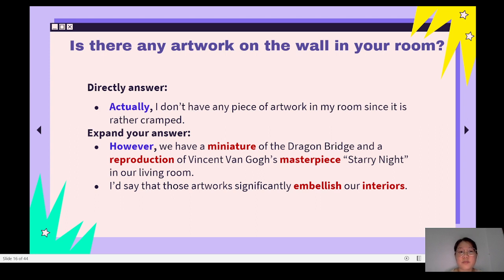As I have mentioned before, it's a yes/no question, and so you should answer the question directly. You can see here. Actually, I don't have any piece of artwork in my room since it is rather cramped. Expand your answer. However, we have a miniature of the Dragon Bridge and a reproduction of Vincent van Gogh's masterpiece Starry Night in our living room. I would say that those artworks significantly embellish our interiors.